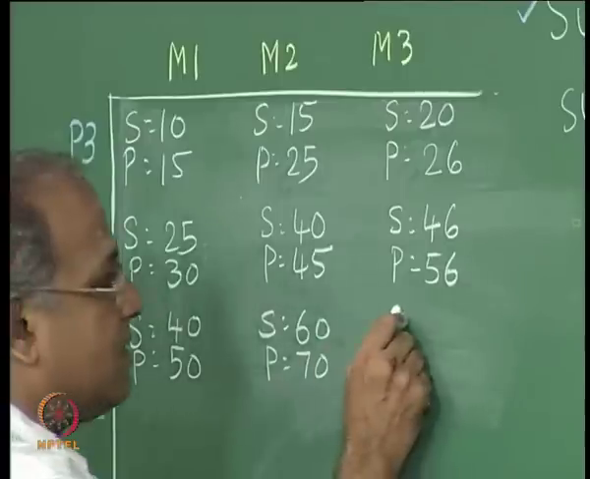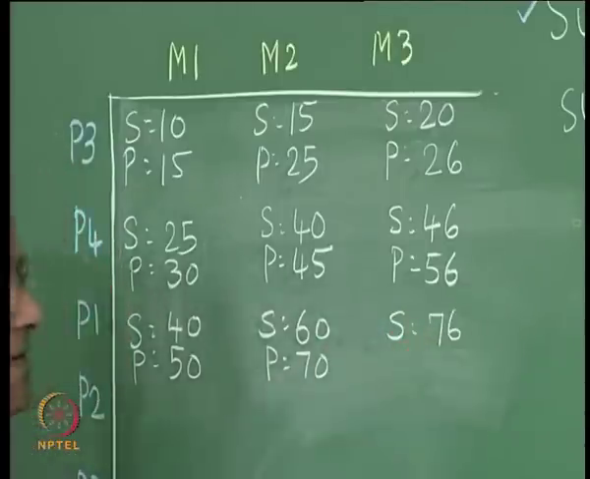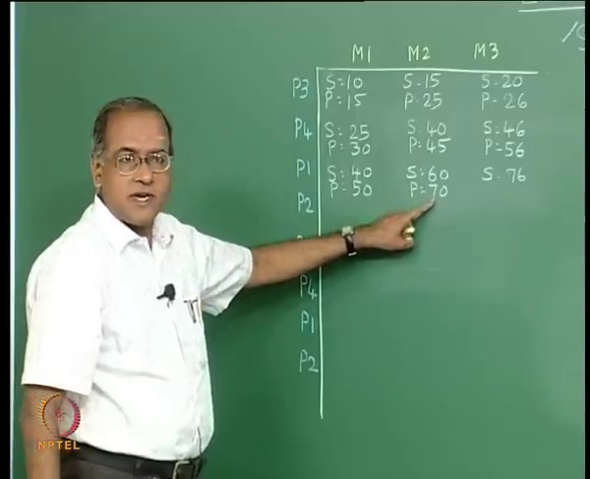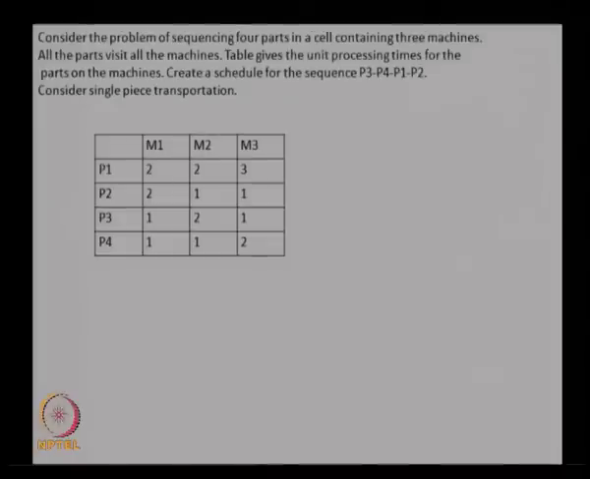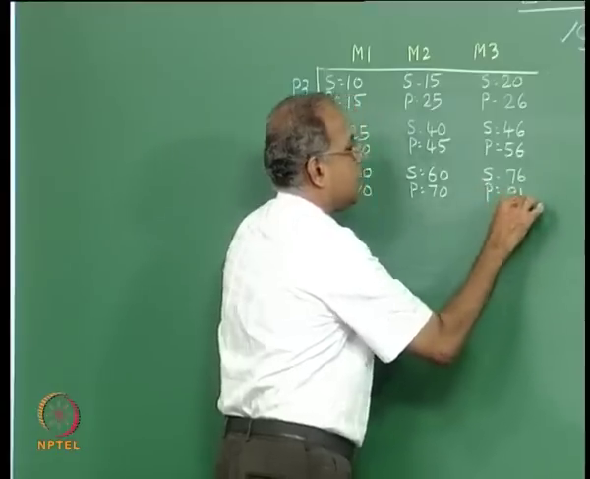Now here again setup will be over at 76, the last piece would have come out at 70, unit processing time is 3, so 15, so P will be equal to 91.